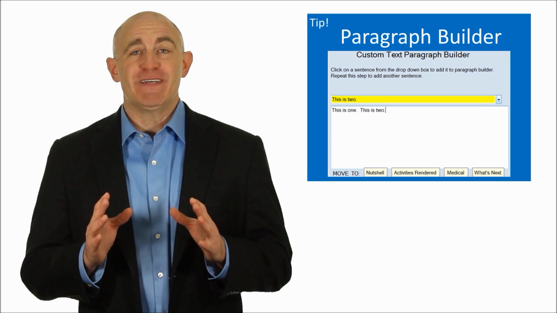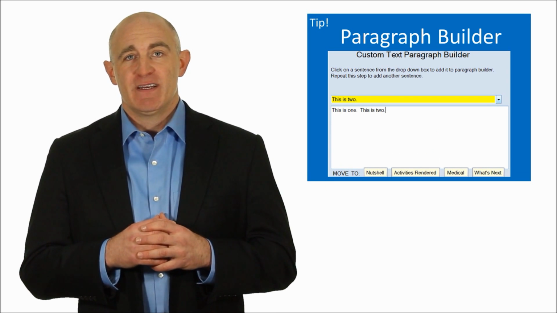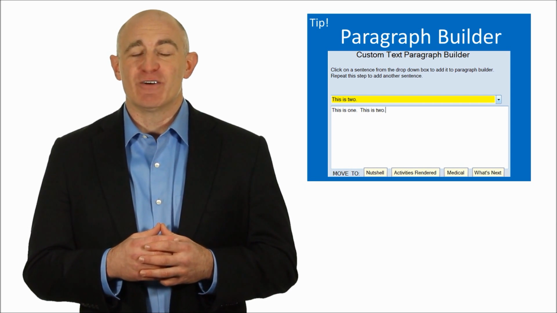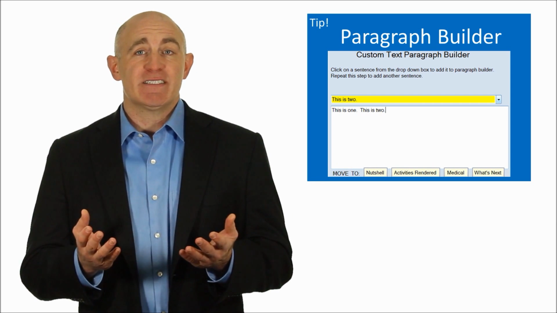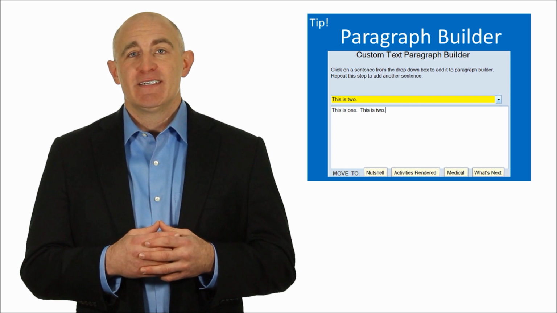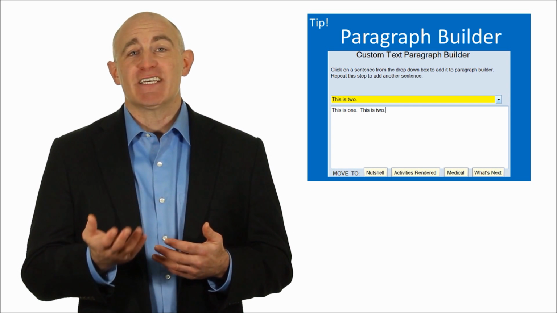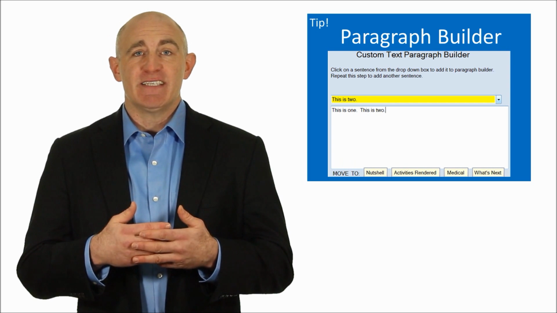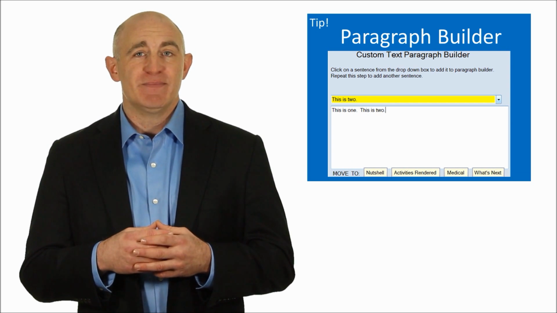Perhaps the most useful feature is the new paragraph builder. The paragraph builder can be found under the Custom tab of the Provider QuickNotes program. Create a list of as many sentences as you want. Save your list in a text file format. Once it's set up, you simply click sentences in the order you would like them to appear.